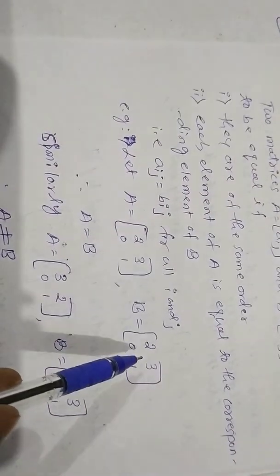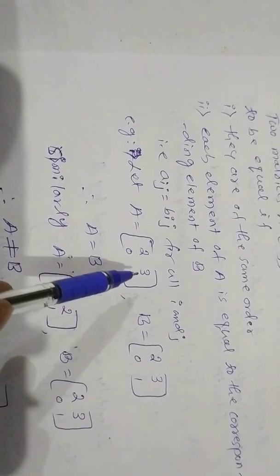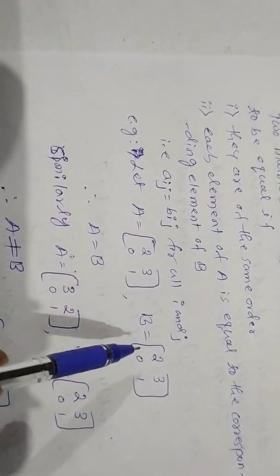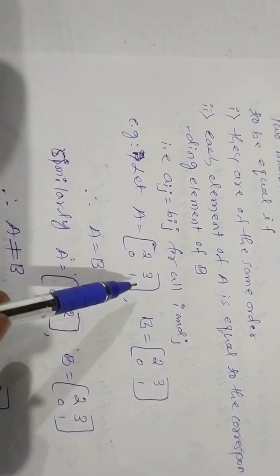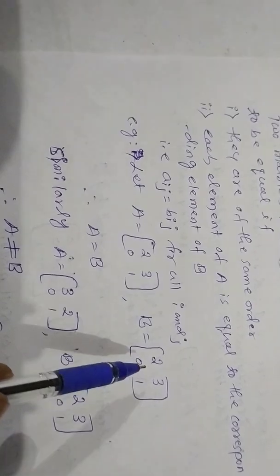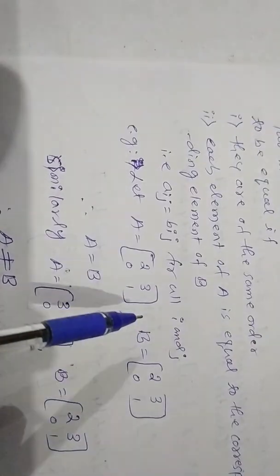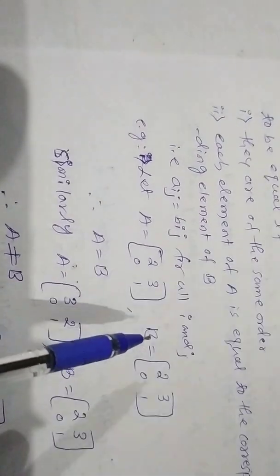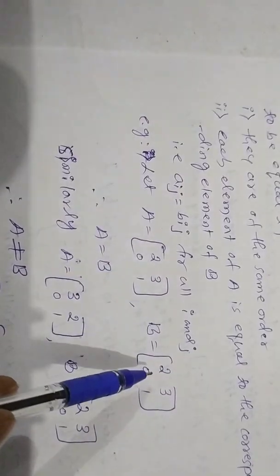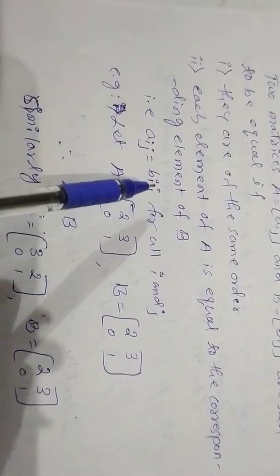See here, it is a 2 cross 2, it is also 2 cross 2. If the order is not the same, then we can't say that A equals B, meaning the matrices are not equal. The matrices are equal only when their order is the same. When the order of the two matrices is the same, we cannot say the matrices are necessarily equal.